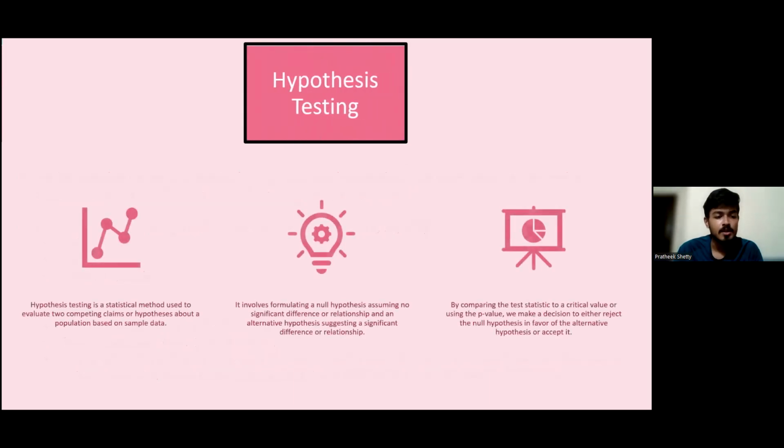Hypothesis testing. Hypothesis testing is a statistical method used to evaluate two competing claims or hypotheses about a population based on sample data. It involves formulating a null hypothesis, assuming there is no significant association, and an alternative hypothesis suggesting a significant association. By comparing the test statistic to a critical value, or I'll be using the p-value instead, we make a decision to either reject the null hypothesis or to accept the null hypothesis.